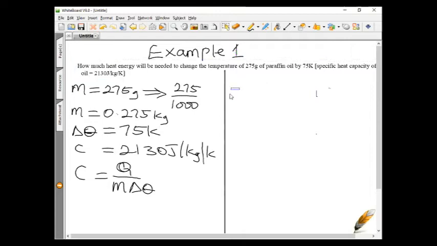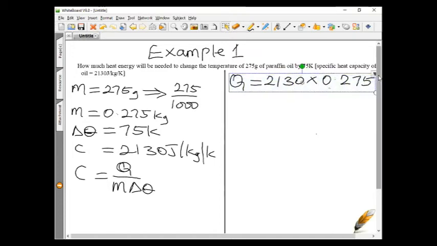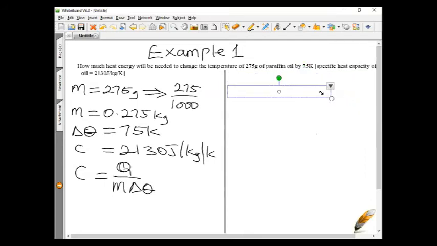Like I said, our Q will be equal to the C, which is 2130, multiplied by the mass, which is 0.275, then multiply by 75.